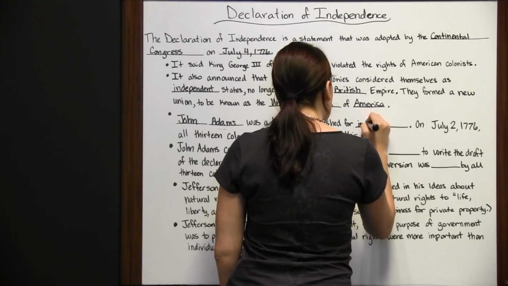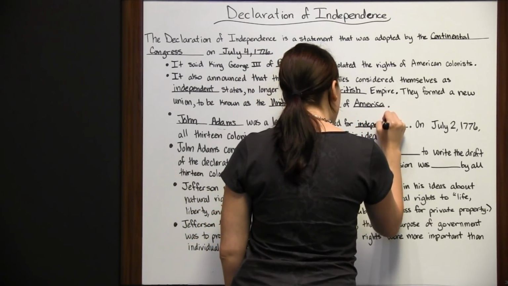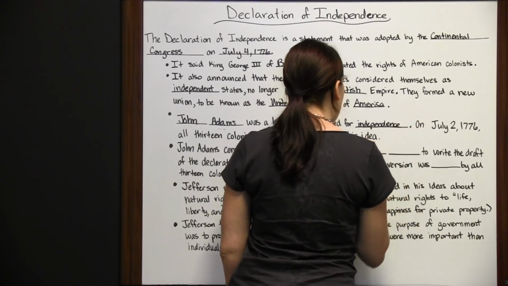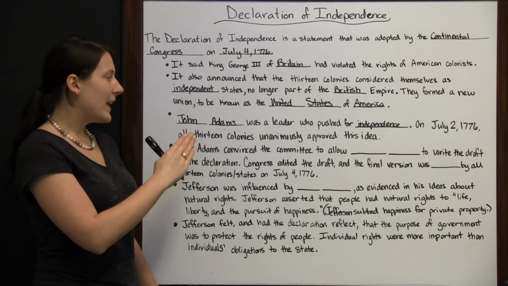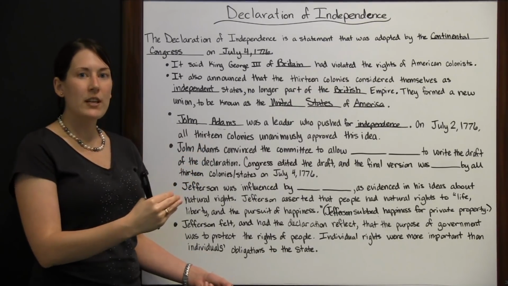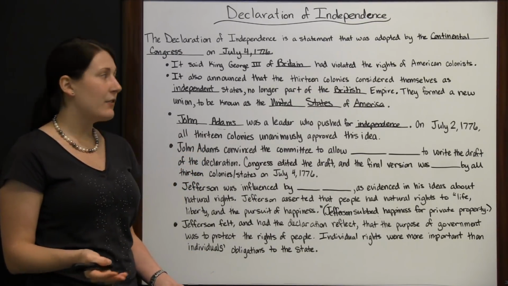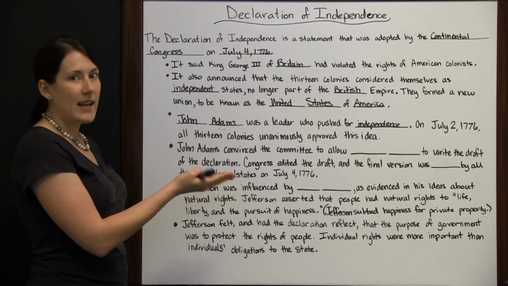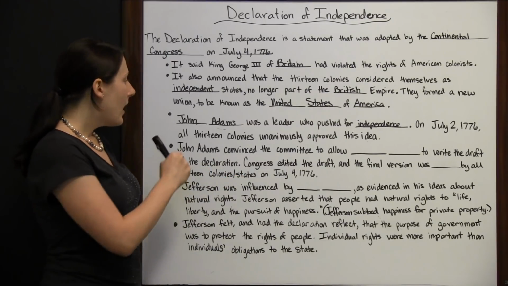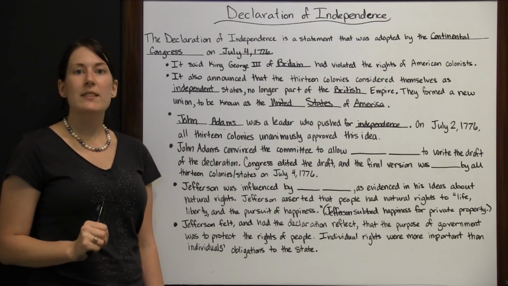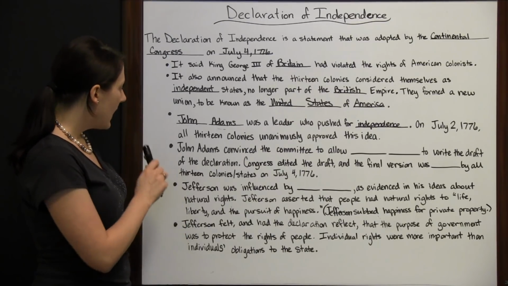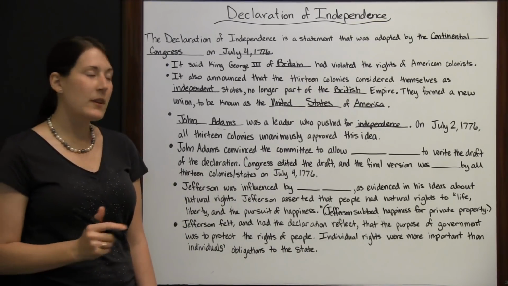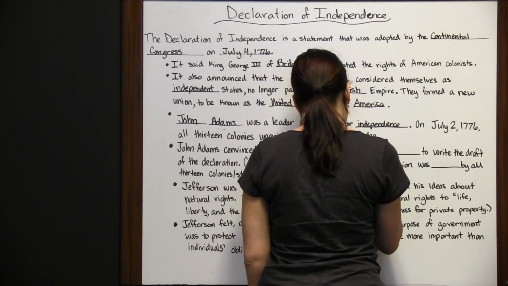So at first, not everyone was for independence. They thought that was a little radical. They thought maybe they could still make things work with Britain. But after a year of fighting, John Adams was still pushing independence, and it was sounding better to everyone. So on July 2nd, 1776, all 13 colonies unanimously approved this idea to declare themselves independent from Britain. John Adams convinced the committee to allow Thomas Jefferson to write the draft.